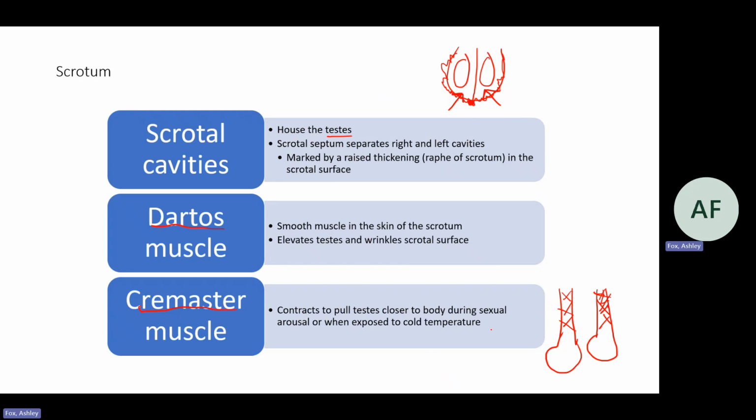It can happen both during sexual arousal and with cold temperatures. So we have the dartos muscle bringing the scrotum closer. We also have the cremaster muscles, which contract and can pull the testes closer to the body. Again, colder temperatures felt in the scrotum bring the testes closer, so it can use increased body heat to increase the temperature in the testes.